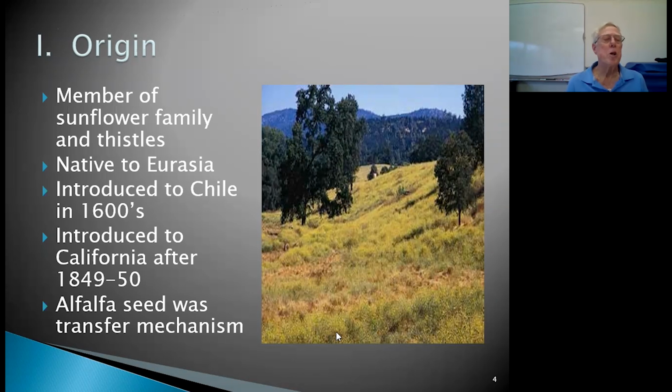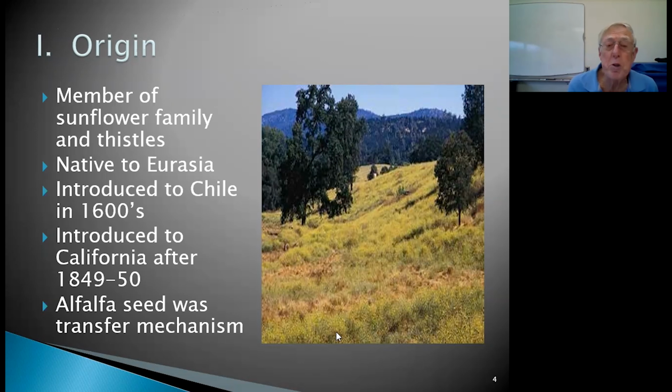What's the origin of star thistle? Well, it is a member of the sunflower family, and specifically thistles, native to Eurasia, the Eastern Mediterranean, Turkey, along the coast, Israeli areas, Syria, on up, probably further inland as well. That's where it actually originated. So we could say the Balkans, Asia Minor, the Middle East.